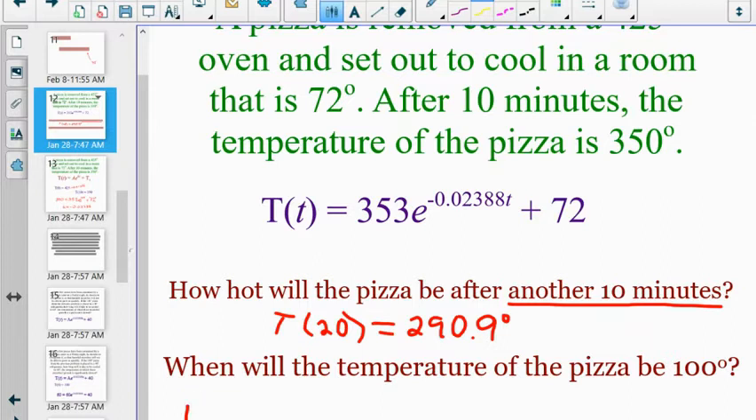And then when will the temperature be 100? I'll set my equation equal to 100. So 100 equals 353 e to the negative 0.02388 t plus 72. And then you guys are algebra experts at this point. Subtract 72 from both sides, divide both sides by 353, take the natural log to undo the natural exponential, and then finally divide by negative 0.0238. You should come up with about 106.1 minutes later. So that's the idea on that one.